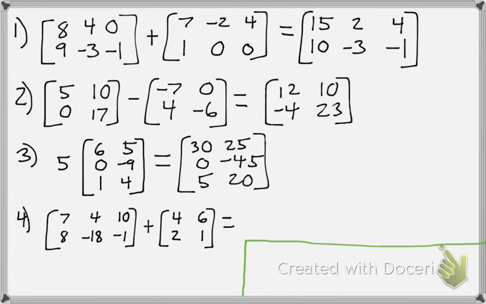And then lastly for number 4, this question is actually not possible to do because the dimensions don't match. So this would be impossible. So we can't even add the first two columns. We just don't do anything.